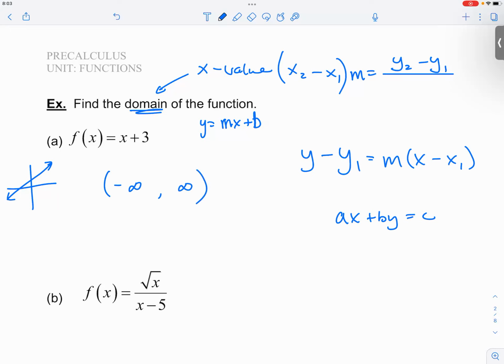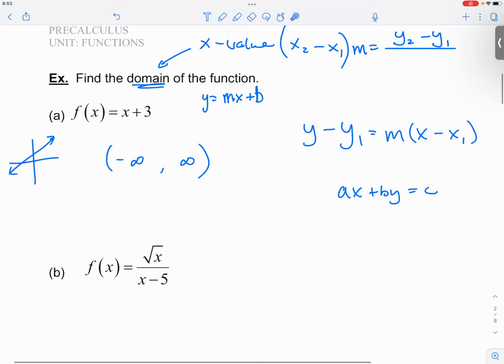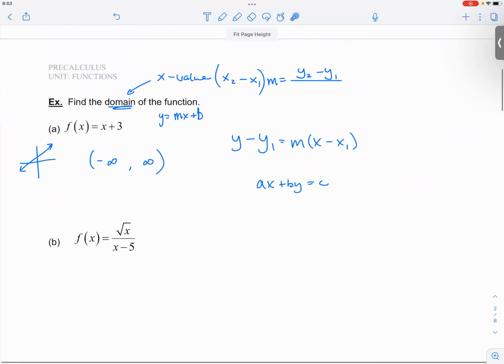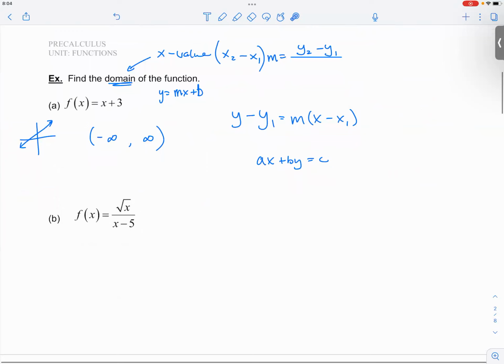Parentheses means exclusive, not including. So the notation interpretation is like this. It's from negative infinity, and not including negative infinity, since we don't know what infinity really is. Comma means to infinity, and then parentheses means, again, we end there, but not including infinity. So from negative infinity to infinity. That's how we say all real numbers. Okay, good. All right, so this is easy.